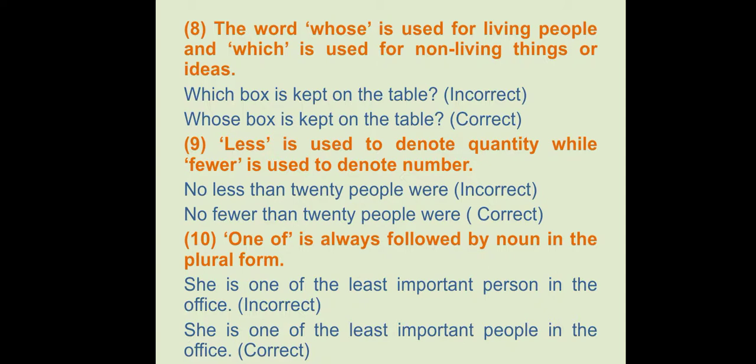One of is always followed by a noun in the plural form. She is one of the least important person in the office, which is incorrect. She is one of the least important people in the office, which is correct.